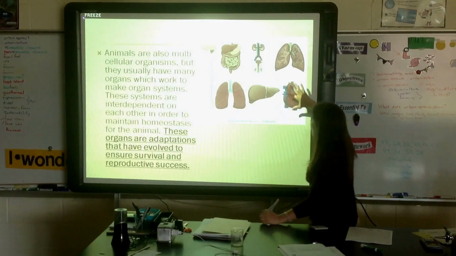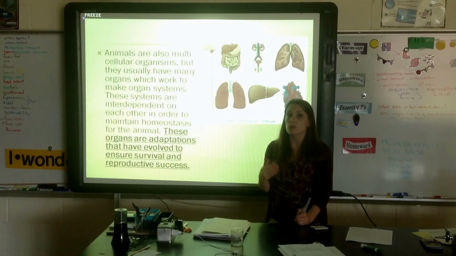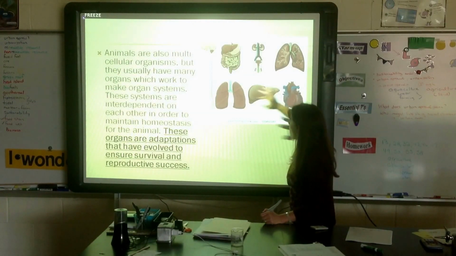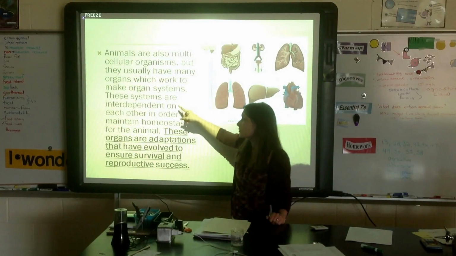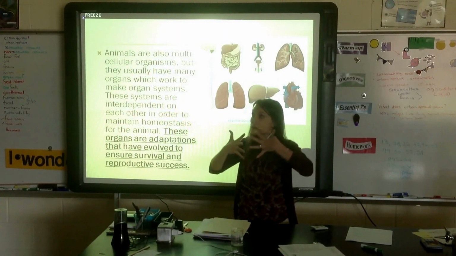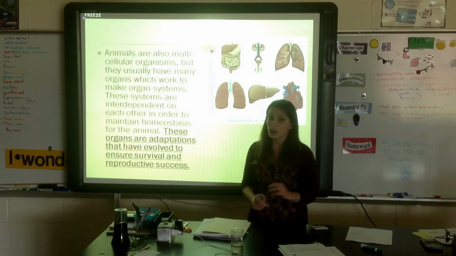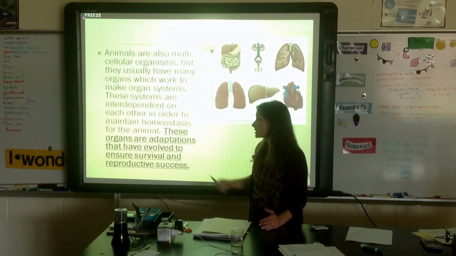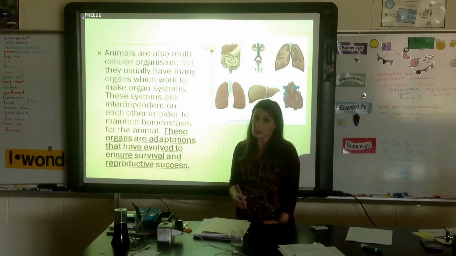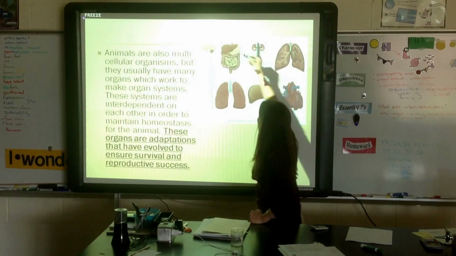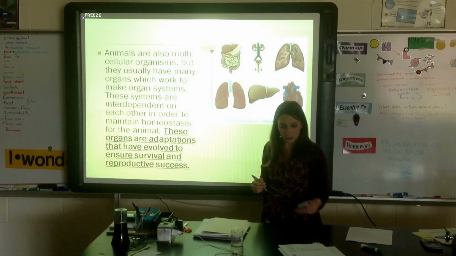For example, we'll look at how the heart and the lungs work together to form the cardiorespiratory system. We'll look at how the lungs and the digestive system work together. These systems are interdependent, meaning they depend on each other in order to maintain homeostasis. And so these organs are adaptations. They're genetic traits that help the organisms survive and experience reproductive success, meaning your organs, things like your brain, your kidneys, your liver, they help you better survive so that you can better reproduce.